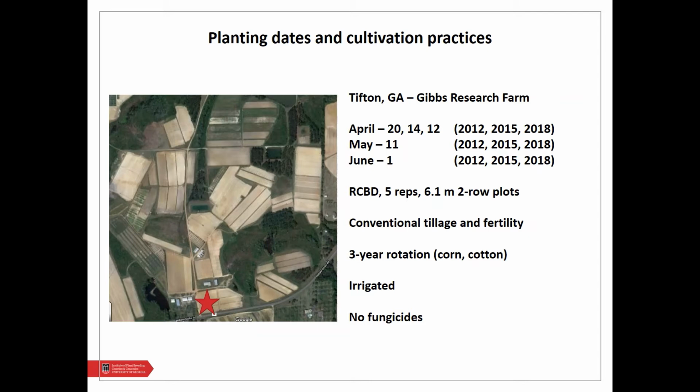Entries were replicated 5 times in a randomized complete block design. These are 2-row plots that were 6.1 meters long. We practiced conventional tillage and fertility, and the fields were in a good 3-year rotation with corn and cotton. They were irrigated, and no fungicides were used.